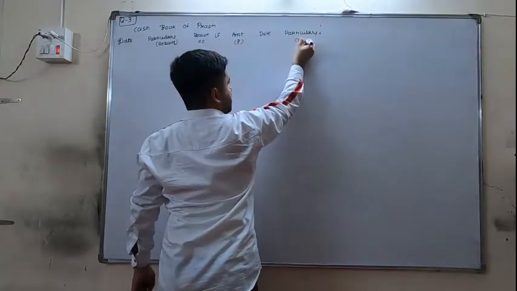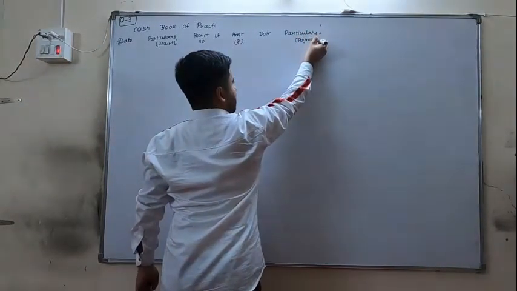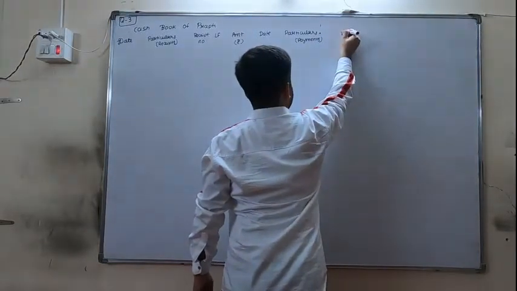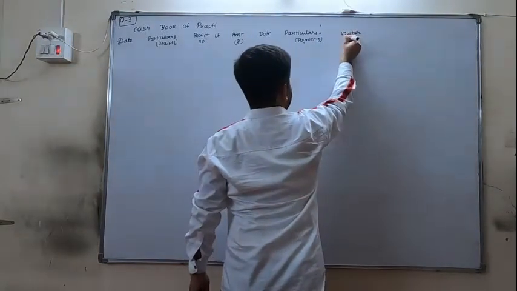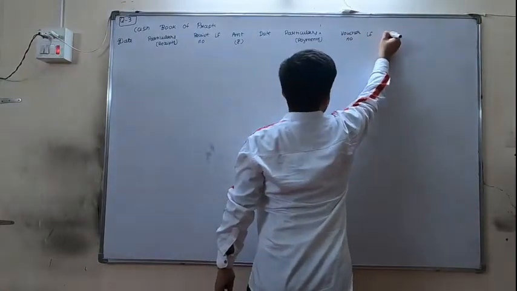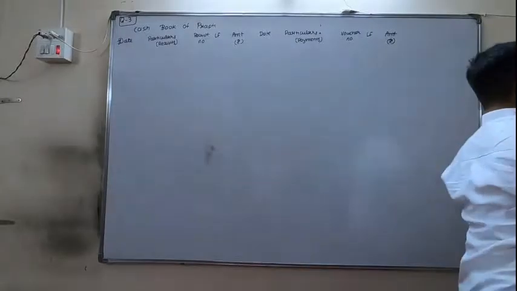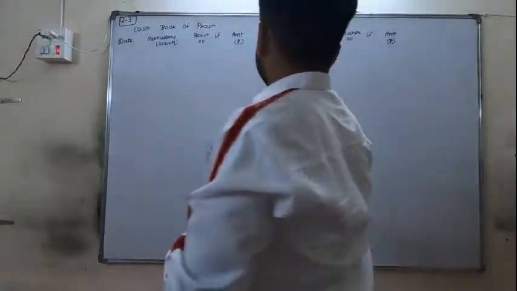Particulars, this is payments. Then voucher number. Again nothing will come here. LF, amount in rupees. You will draw this for 8 to 10 lines.